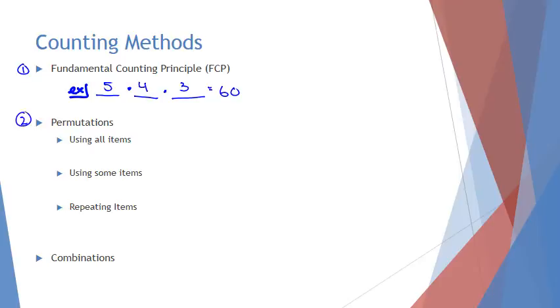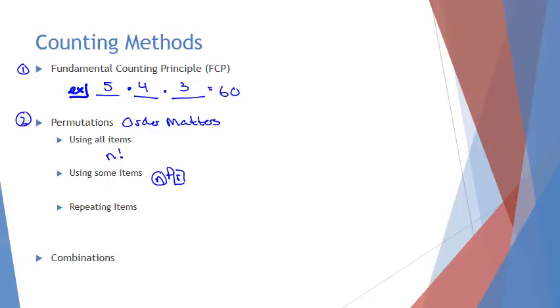Next, the other one would be permutations. So remember, with permutations, order matters. When you're using all the items listed, that's n factorial, n being the amount of elements we're looking at. When we're using some of the items, that is when we get into nPr. N would be all the elements under consideration, and then r is how many of those elements we need to fulfill whatever we're doing.